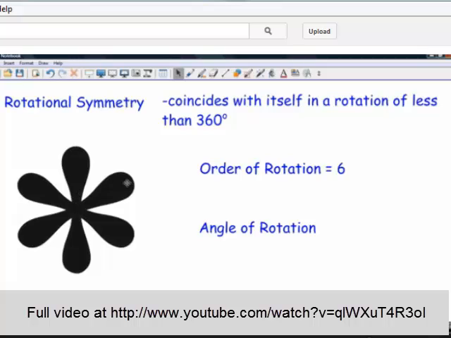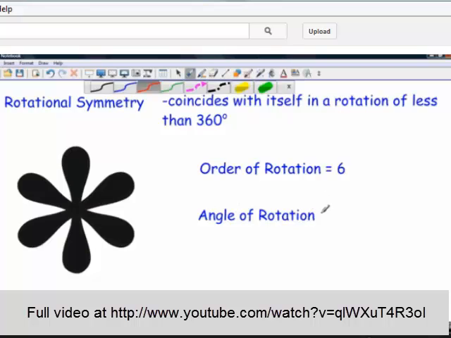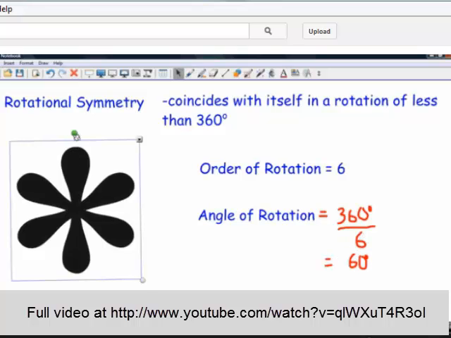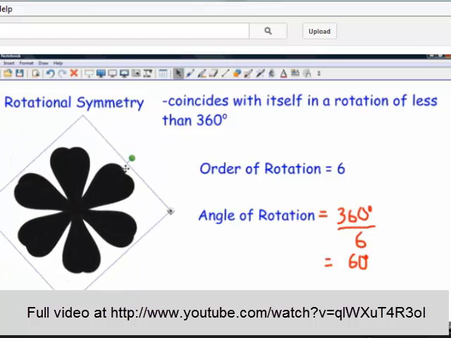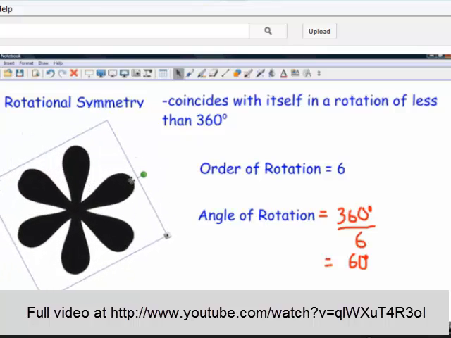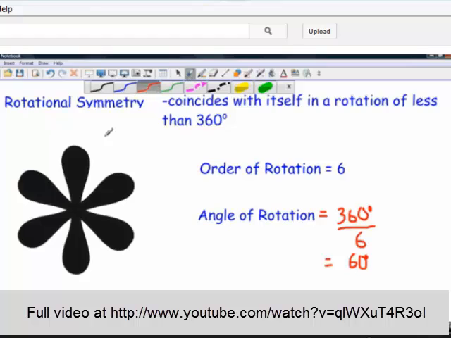Angle of rotation, 360 degrees divided by 6. So if we do that calculation, my angle of rotation is 60. We rotate it from here to here, we see that the angle of rotation is simply how long does it take for the object to coincide with itself, or how much of a rotation does it take for the object to coincide with itself. So we see that this object, from here to here, to rotate it, it's 60 degrees.